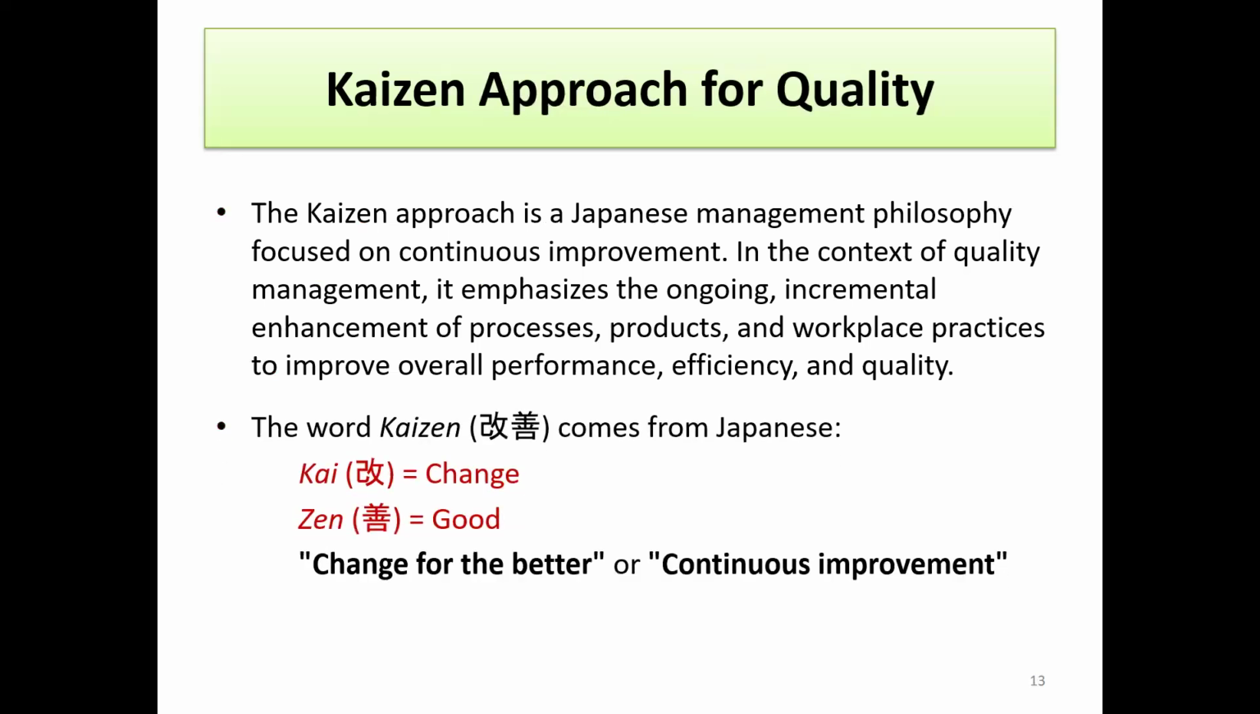The word Kaizen comes from Japanese: Kai means change, Zen means for the good, for continuous improvement. Kaizen means change for the good. To change, we should have new ideas. We should have fresh concepts, innovative concepts. Then Kaizen means change for the better, change for the good.